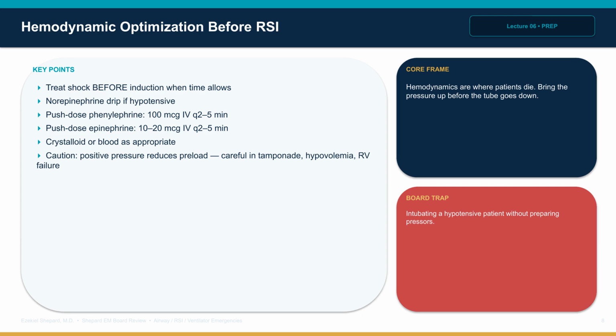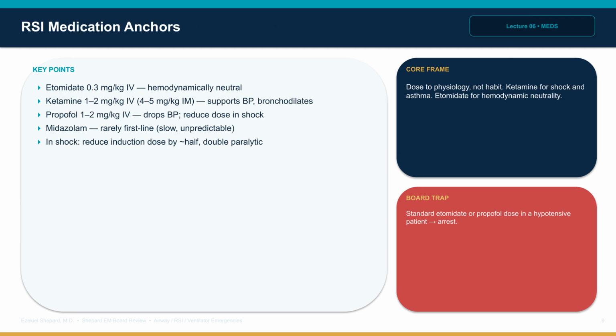Positive pressure ventilation reduces venous return, so be cautious in severe hypovolemia, tamponade, and right ventricular failure. A pre-intubation shock index, defined as heart rate divided by systolic blood pressure, greater than 0.8 should raise concern. The standard induction agents in the emergency department are etomidate, ketamine, propofol, and midazolam.